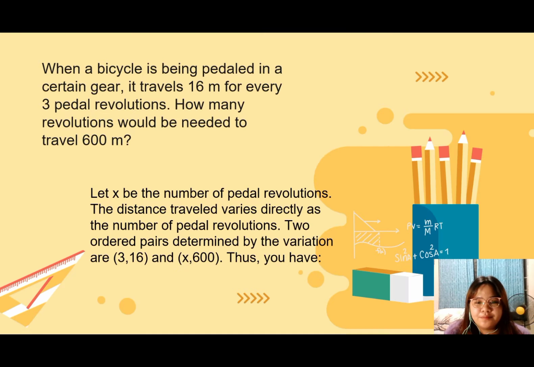Exploring math. When a bicycle is being pedaled in a certain gear, it travels 16 miles for every 3 pedal revolutions. How many revolutions would be needed to travel 600 miles? Let x be the number of pedal revolutions. The distance traveled varies directly as the number of pedal revolutions. Two ordered pairs determined by the variation are (3, 16) and (x, 600).